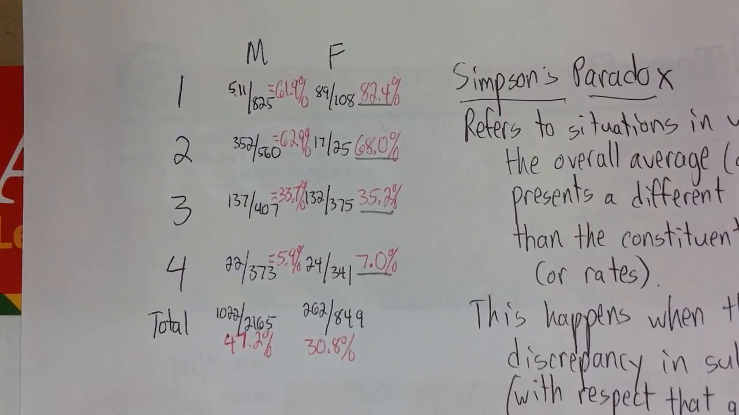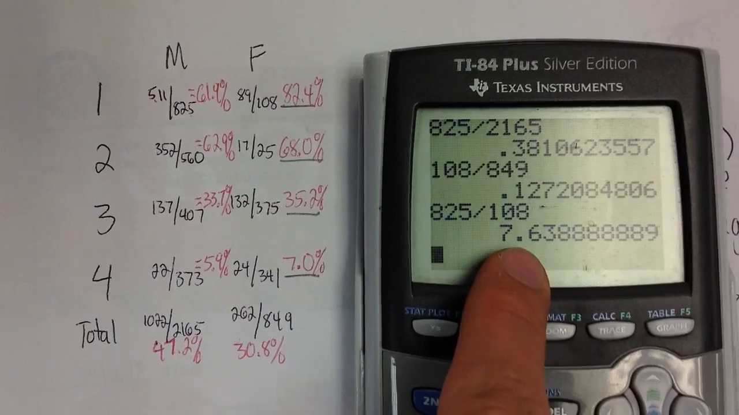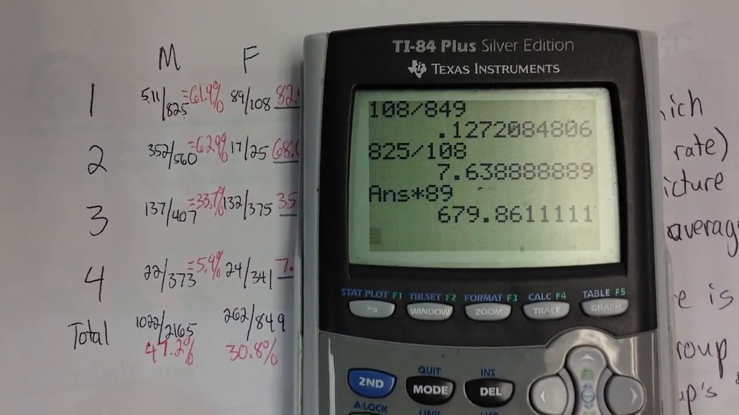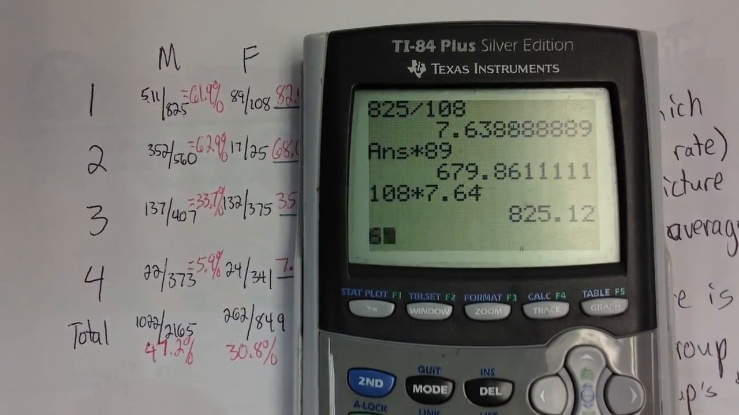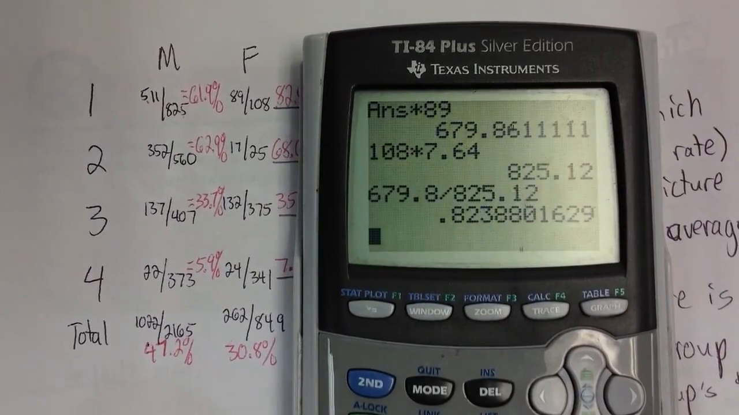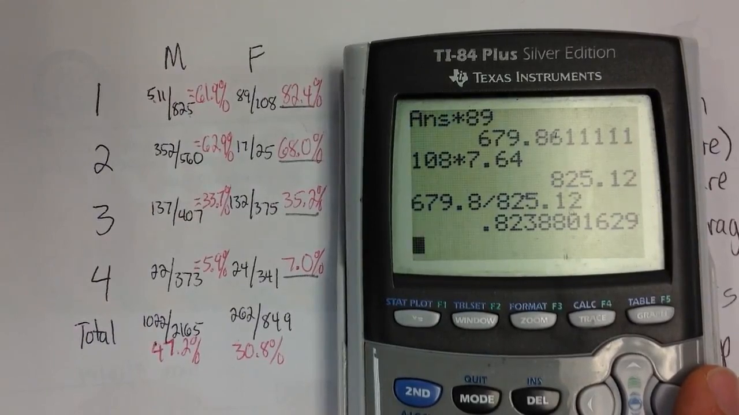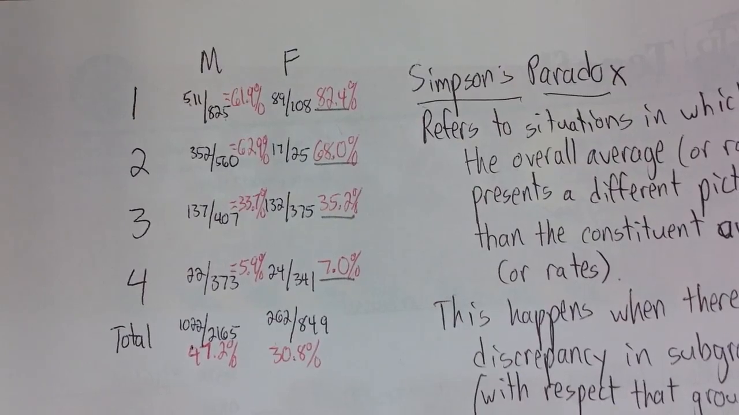thank you, David. So, if we multiply this numerator by 7.63 to normalize it, we're going to get an equivalent rate. So it would be 108 times 7.64, 679.8 divided by 825.12. You're welcome. You get the same value, so I'm not sure if there's value in doing that. I'm not sure if that path is going to lead you anywhere worthwhile.